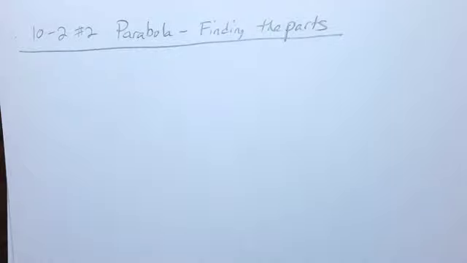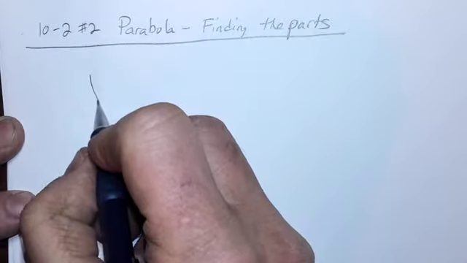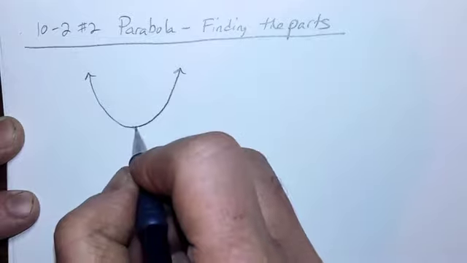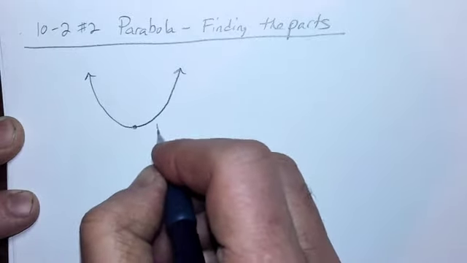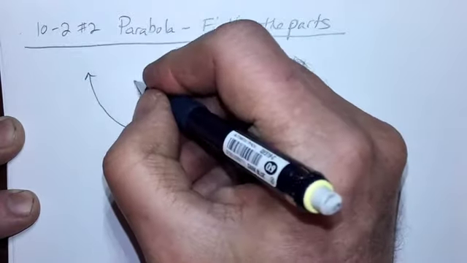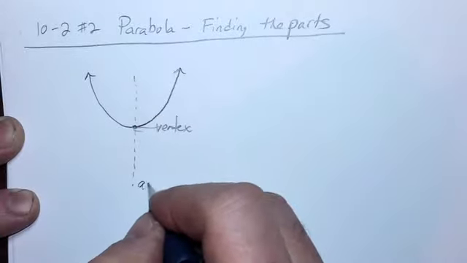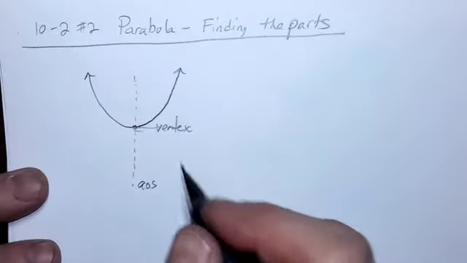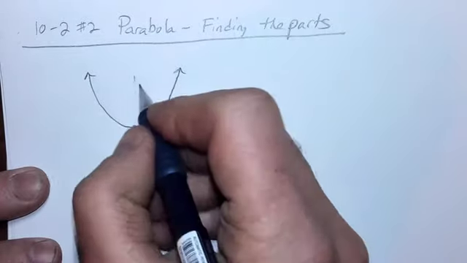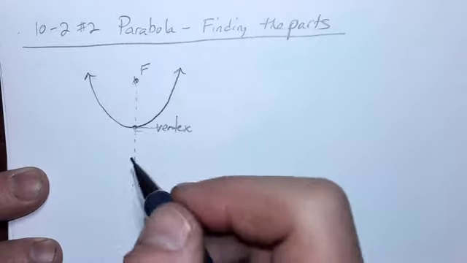We talked about the parts of a parabola, and we'll review those a little bit right here. If I were to draw a parabola like that, we have this point, which is called the vertex. The line down through the middle is called the axis of symmetry, the AOS. Okay, there's a line down here and a point up here. This point here is called the focus point.